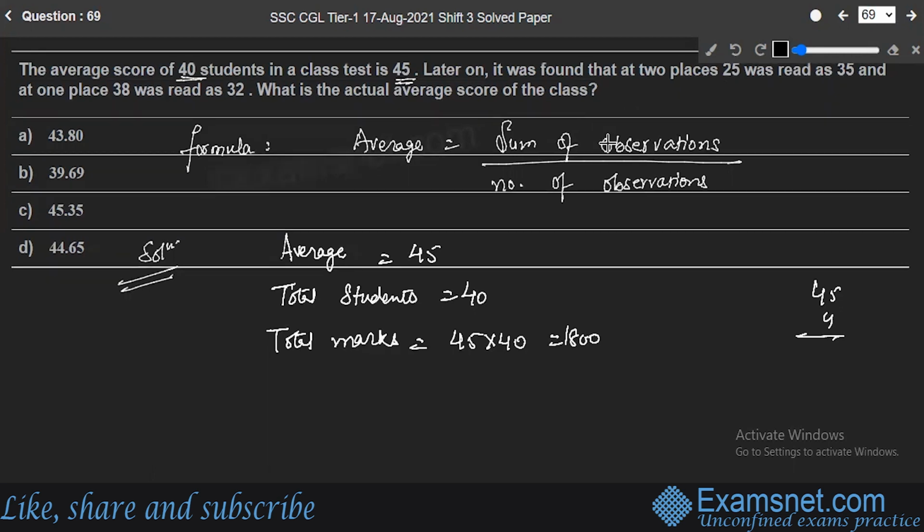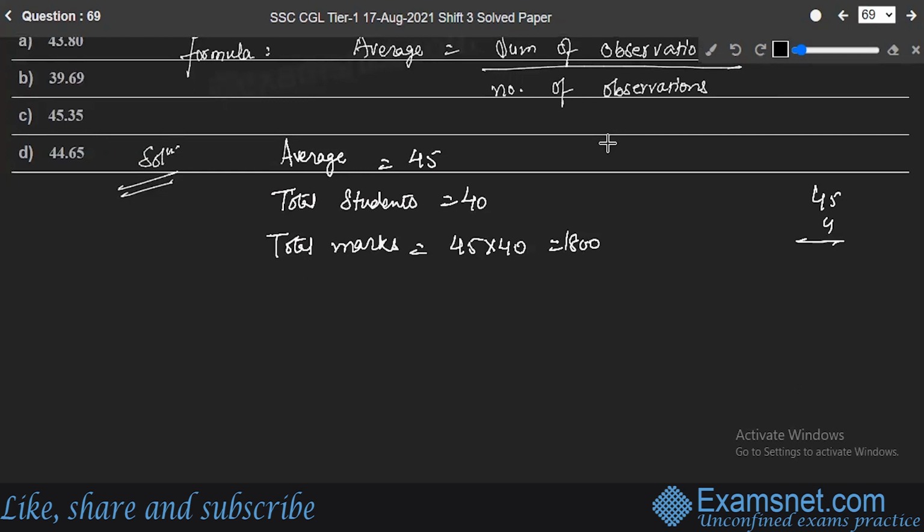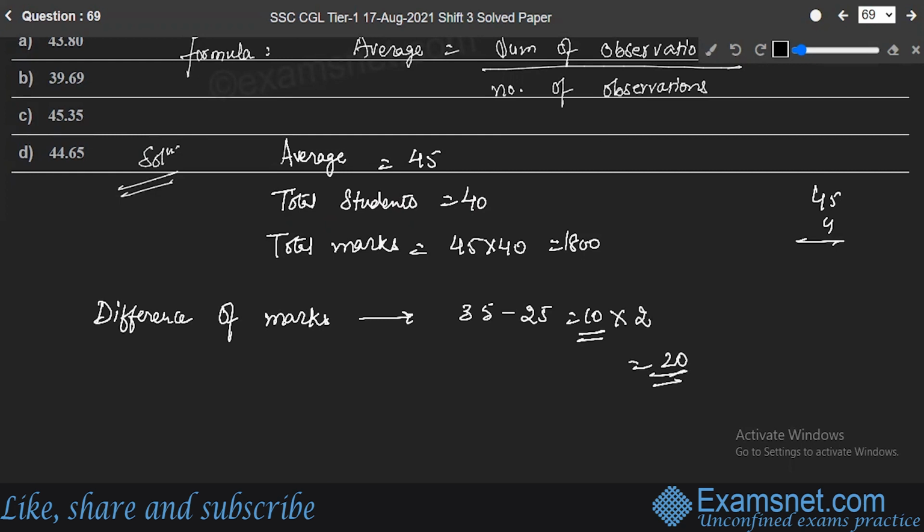Now, it is said that it was found that at two places, 25 was read as 35. So there is a difference of marks. 25 was read as 35, so the difference is 35 minus 25, that is equal to 10. This is for one place. For two places, it will be 20.